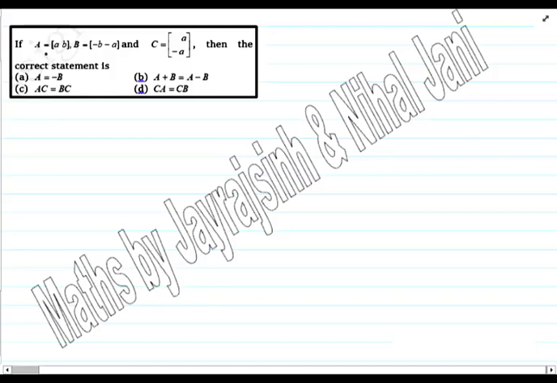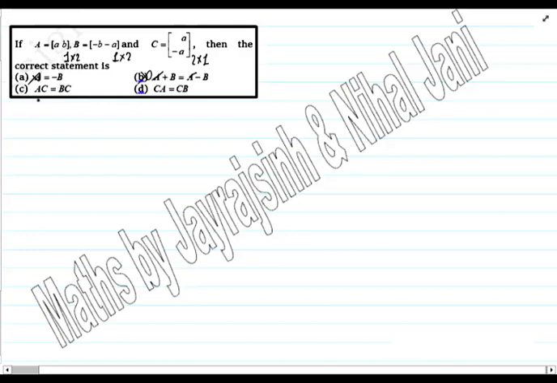Let's move to the next question. In this question, we have matrix A of order 1 cross 2, matrix B of order again 1 cross 2, matrix C of order 2 cross 1. Then we have to select the correct statement. Now let's inspect one by one. First one is A is equal to minus B. As you can see, it is the wrong one. And in option B, A will cancel out and it is but obvious that B is not equal to minus B. So option B will also be a wrong one.